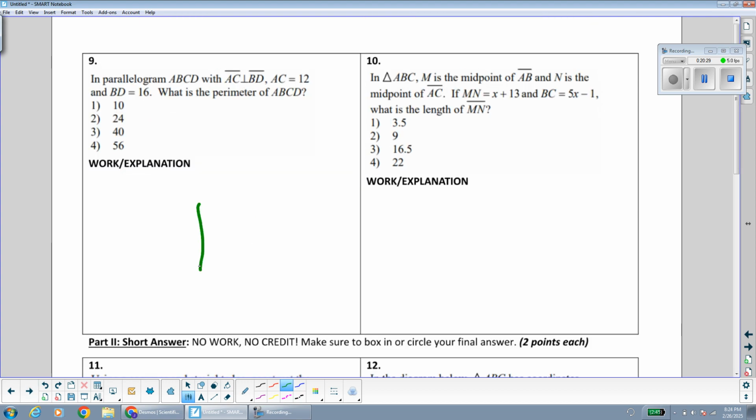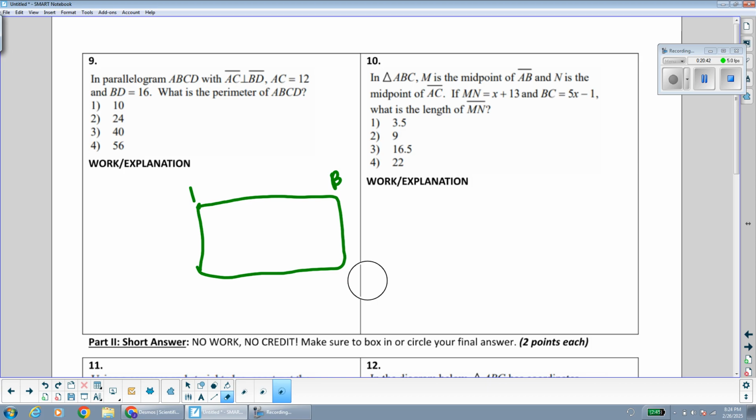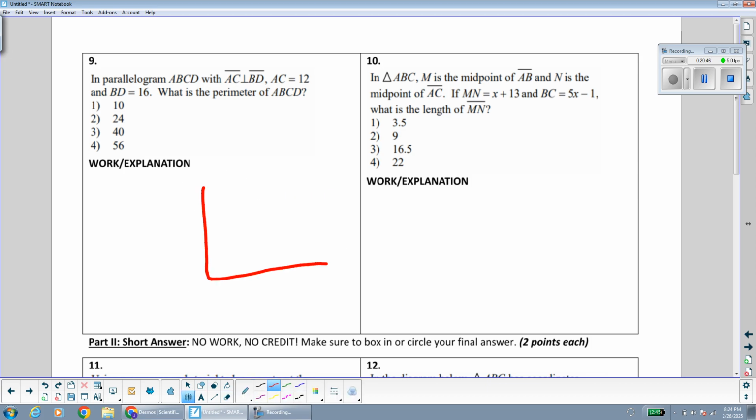In parallelogram ABCD with AC, oops, I drew that wrong. AC needs to be perpendicular to BD.